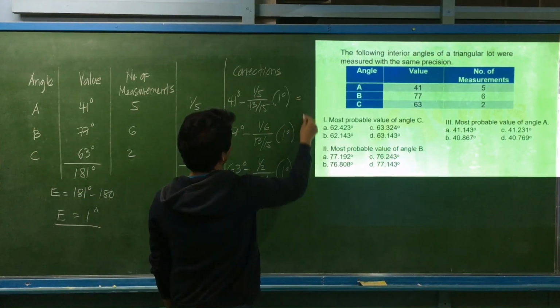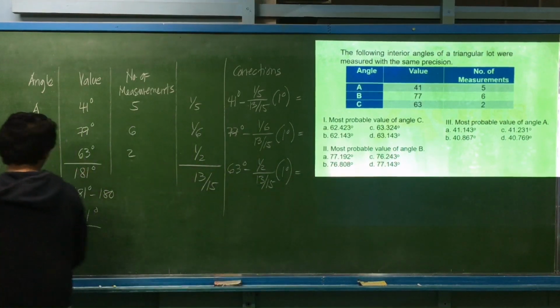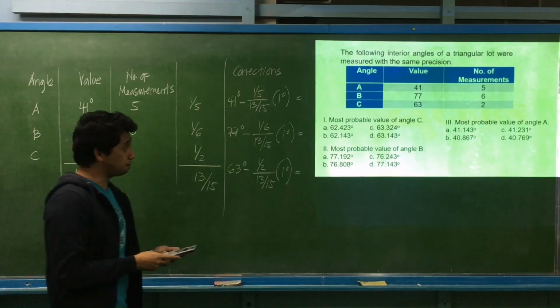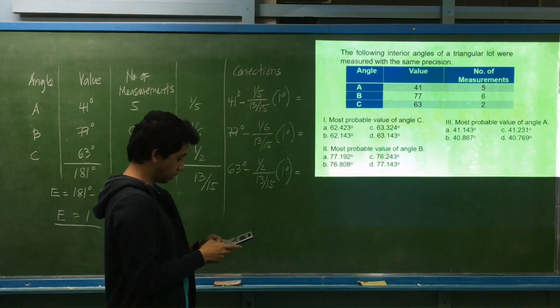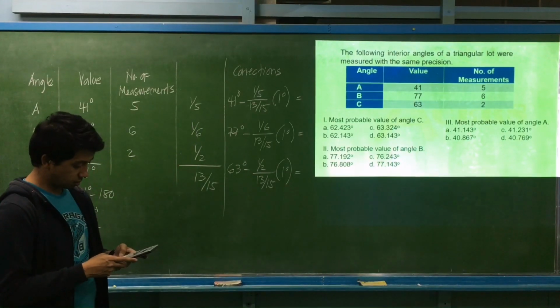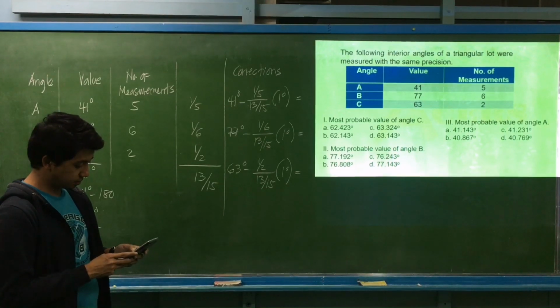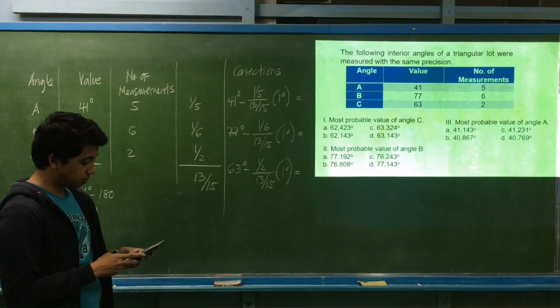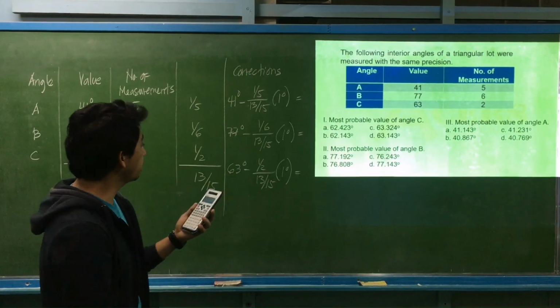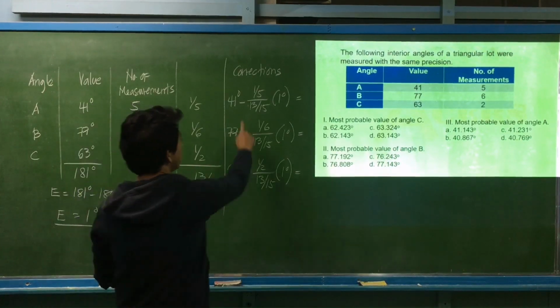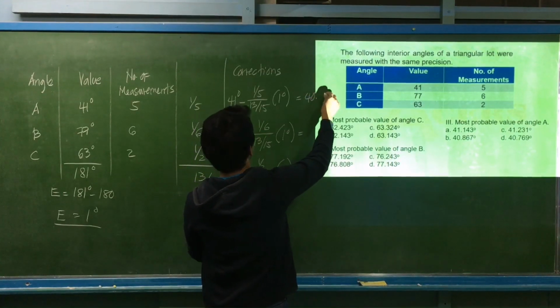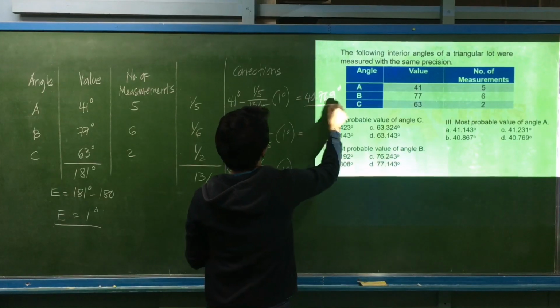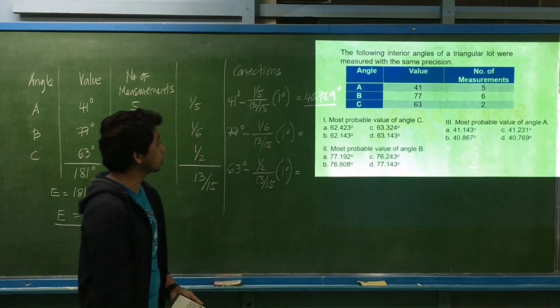So we get the corrected values of each angle. Let's start with angle A. It is 41 minus 1/5 over 13/15, which is equal to 40.769 degrees for angle A. This is our third question, so 40.769 degrees is letter D for the third question.